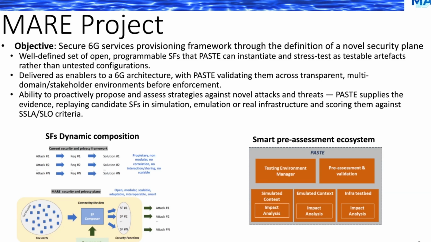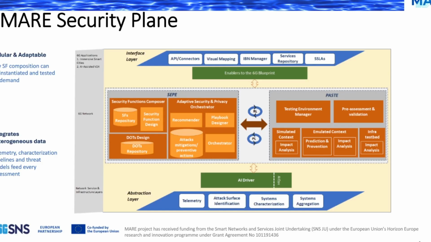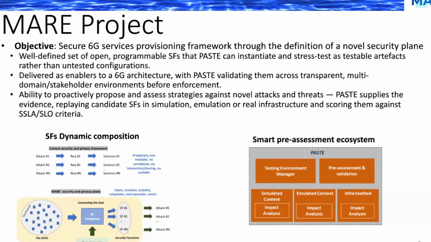These are delivered as enablers to the 6G architecture, with the PACE component validating them across transparent, multi-domain stakeholder environments before enforcement. The idea here is that the 6G architecture is still in its infancy. Nothing has been finalized yet. It is planned to be really modular and really elastic, so we need to be able to cater for that. And finally, through the PACE component, have the ability to proactively propose and assess strategies against novel attacks and threats.